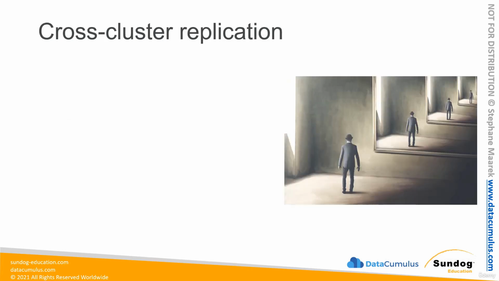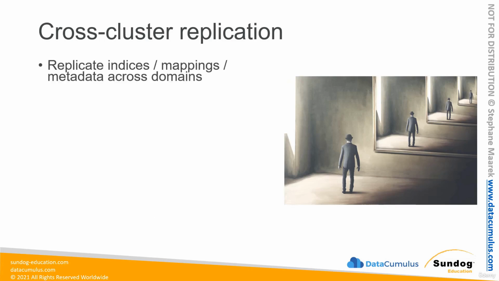Let's also talk about cross-cluster replication in the context of index management. So you can actually replicate your indices and mappings and metadata across different domains, and this is important for a couple of reasons. First of all, it ensures high availability in the event of an outage. So if you're replicating all of your data to some other cluster that's in another data center somewhere, or maybe even a different region, if that region goes down or that data center goes down, you'll still have that backup copy running someplace else because you were replicating it.